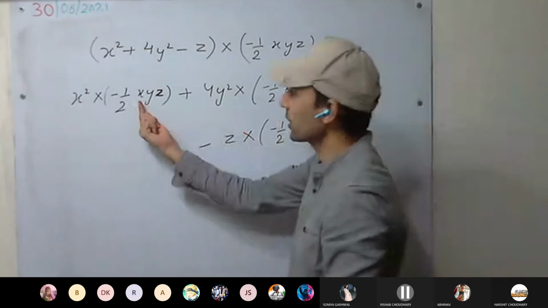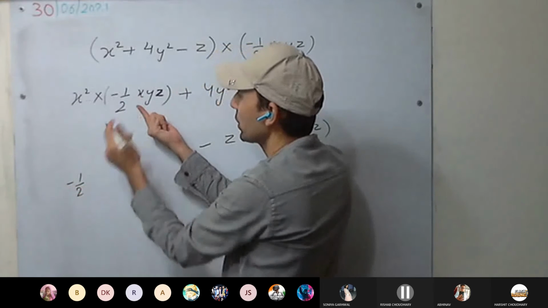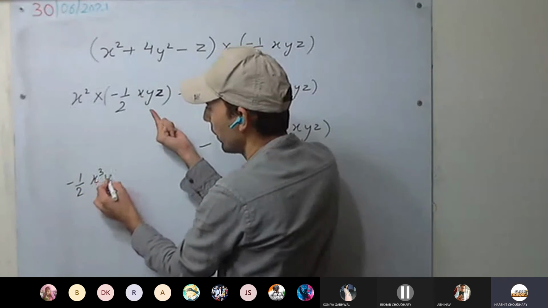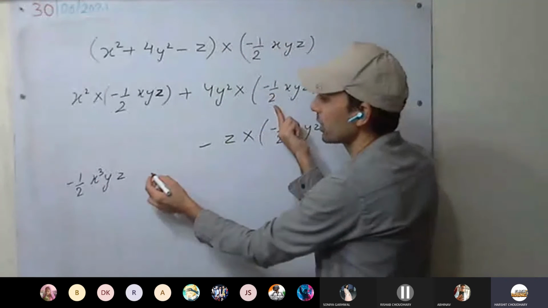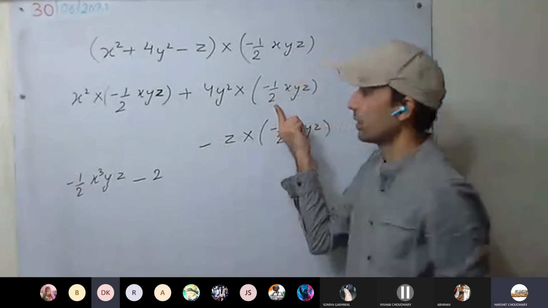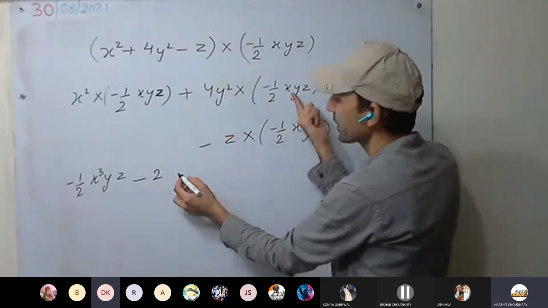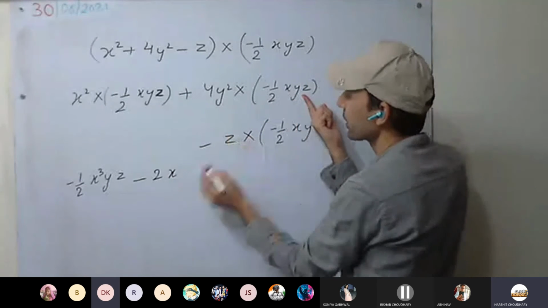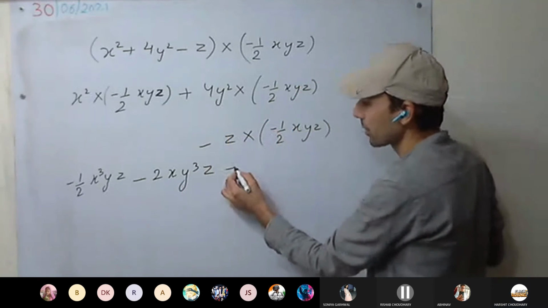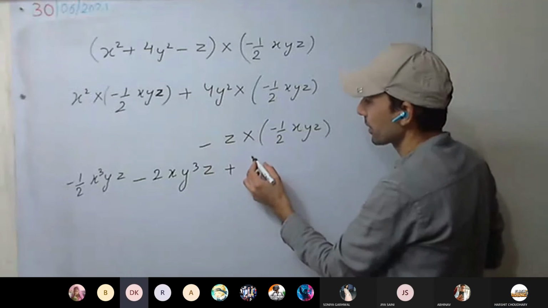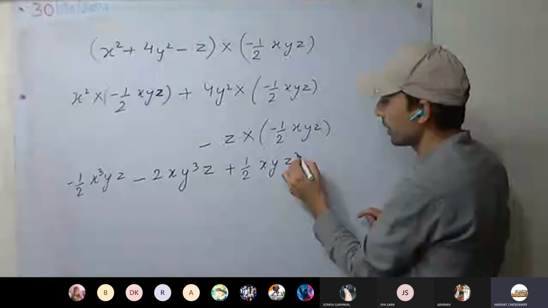So start with the first: minus half x square into x, x cube, y z. Okay, 4 into minus half, minus 2, minus 2 y cube z. Minus z into minus half x y z, plus half x y z square.